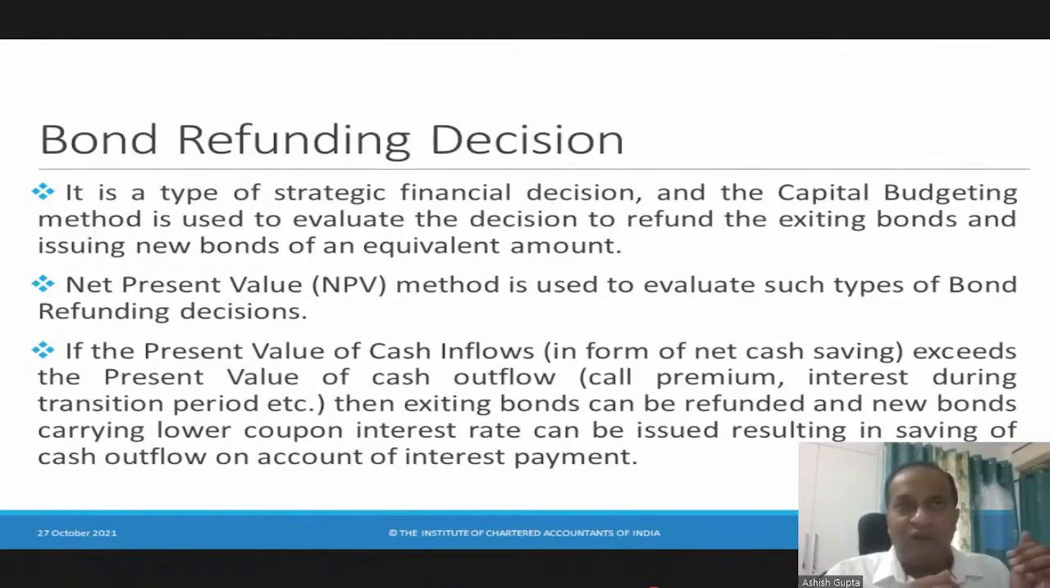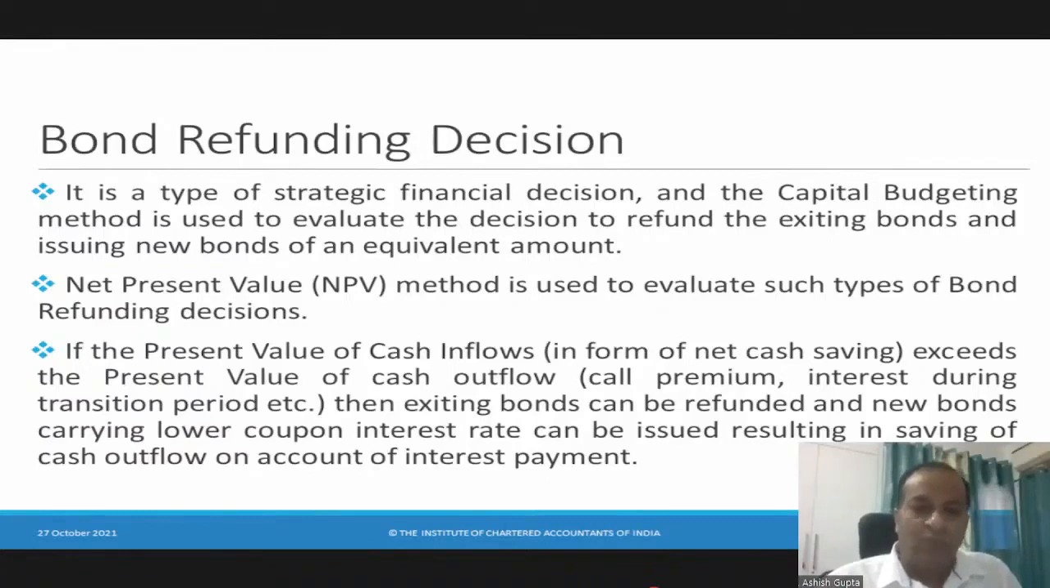The company may have issued a higher interest rate bond, but later on, if the interest rate comes down, the company will start feeling, why should I pay more interest? What will they do? They will refund the old bonds and issue new bonds. Whatever is the saving on account of the difference will be our cash inflow.